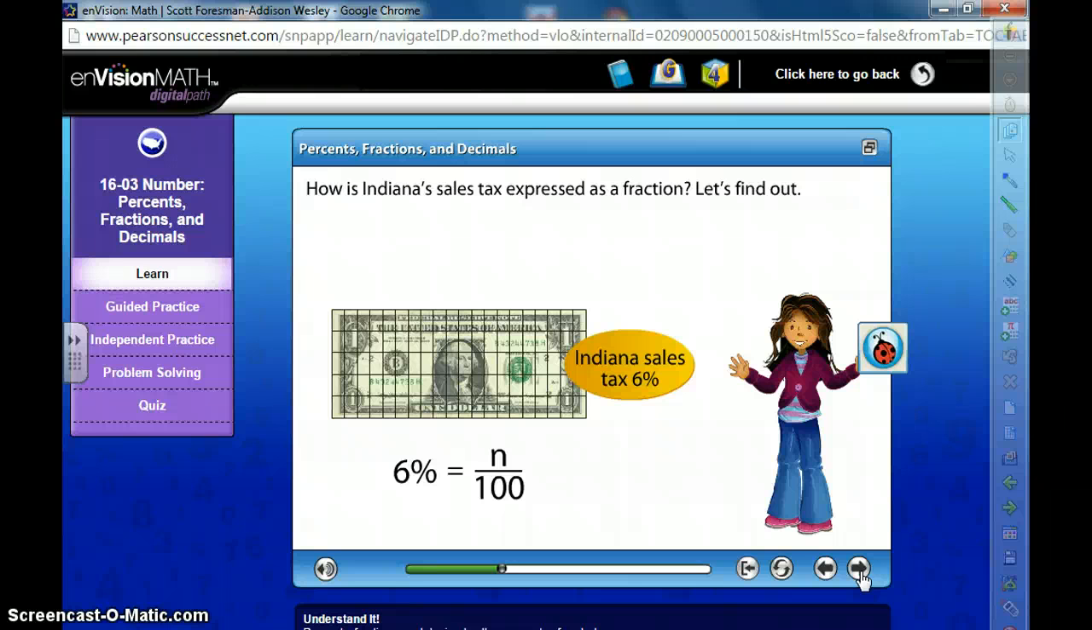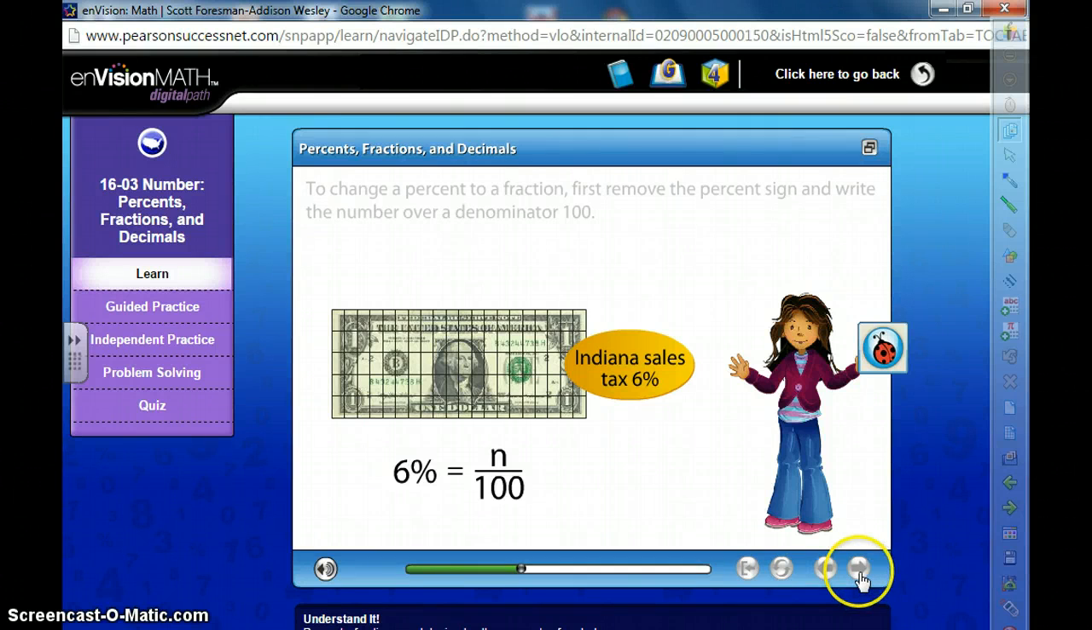So, back to this. How is Indiana sales tax expressed as a fraction? Let's find out. If it's 6%, what should be written as a fraction? Macy, you should know it like this. If their sales tax is 6%, what is that as a fraction? 6 over 100. Very good. Is 6 over 100 in simplest form?